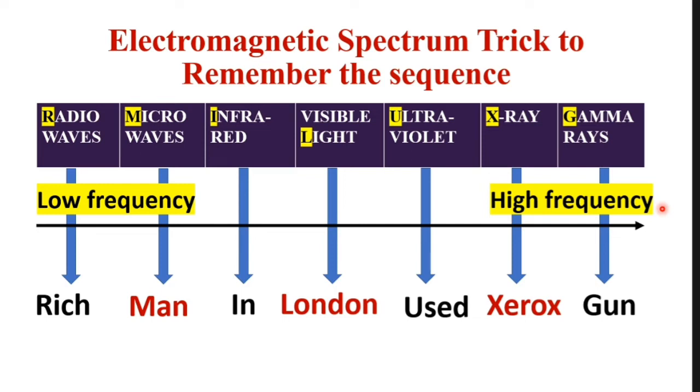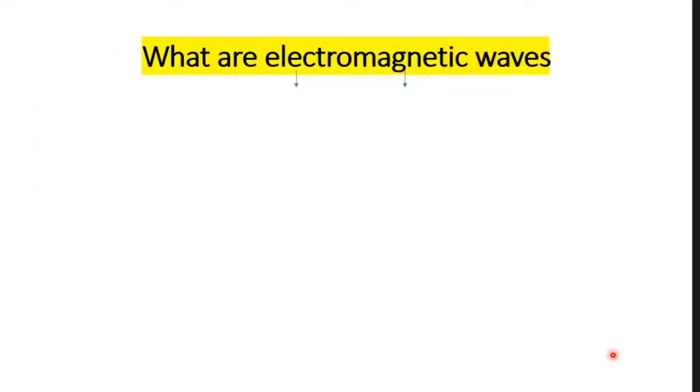So you can use this acronym to remember the names of the waves and also the order of the waves. R stands for radio wave, M for microwave, I for infrared, L for light, that is visible light, U for ultraviolet, X for X-ray, G for gamma rays. You can even try your own acronym.